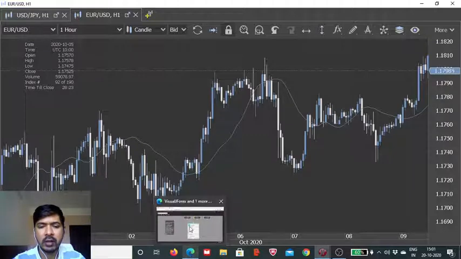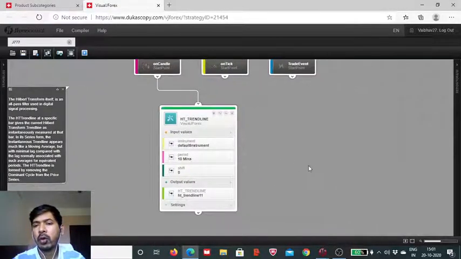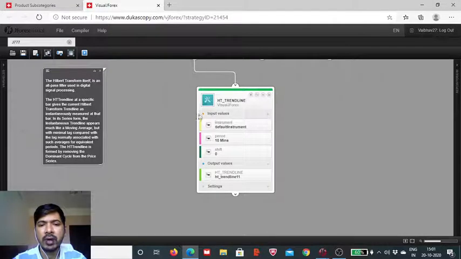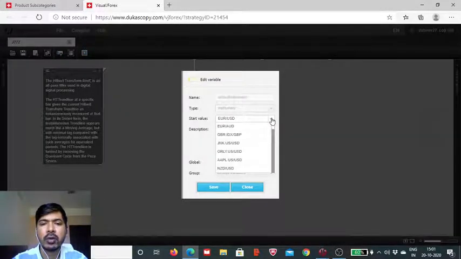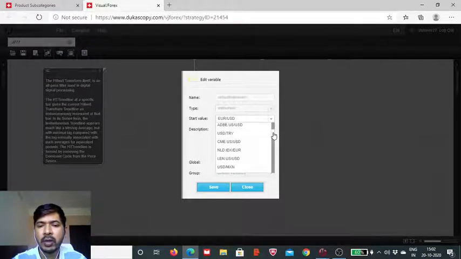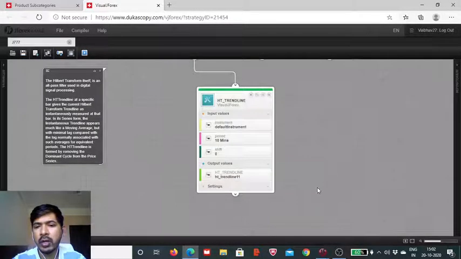So to customize these indicators we have to look at the parameters. First things first, we have to define the default instrument. In most cases we can use the Euro USD, as most traders trade in the Euro USD, but if you want to design the algorithmic structure for any other currency pair you can do so. For example, in today's session we will utilize USD JPY as our instrument of choice.